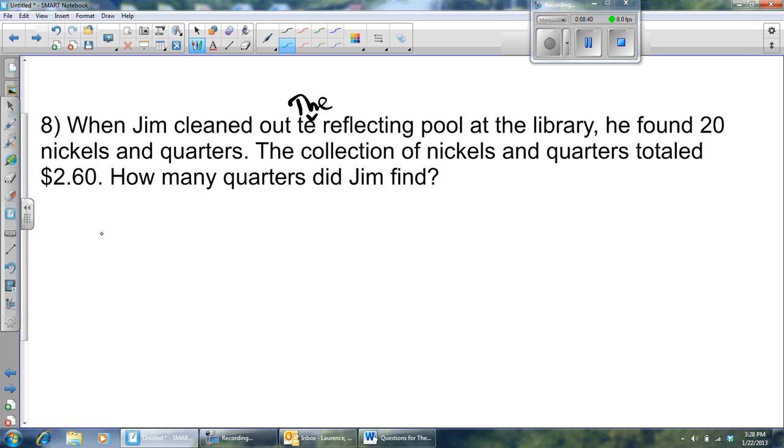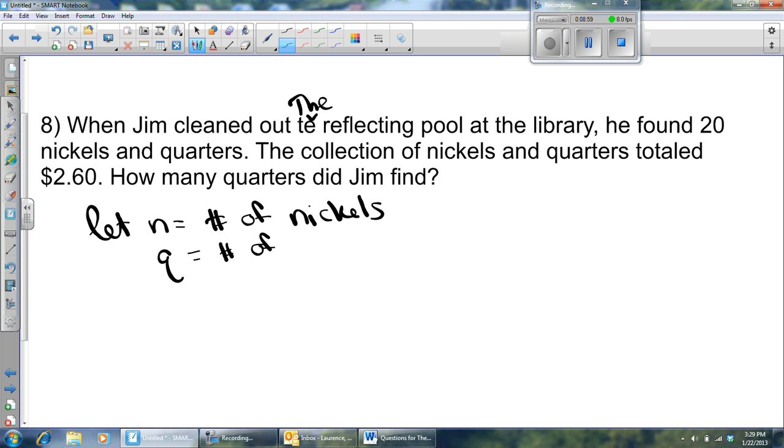Well, I need to find only the quarters, but let's do both the nickels and the quarters in this one. So I'm going to let n equal the number of nickels, and then q is going to equal the number of quarters. So my first equation is going to be n plus q, the number of nickels plus the number of quarters. Well, that has to equal 20, because he found a total of 20 coins.